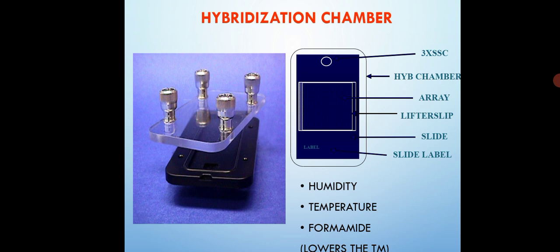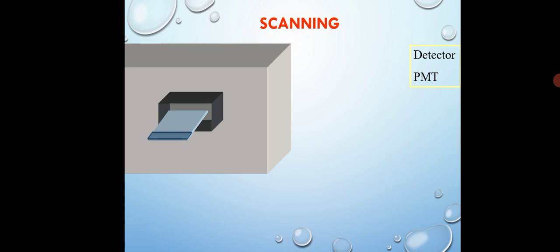So this is the chamber where the slide can be kept. After hybridization, it can be monitored by using a scanning device, nothing but a detector. And finally, those cells which actually bound to the probe can emit a signal, and that can be used to confirm that the particular gene has been expressed in a particular cell.